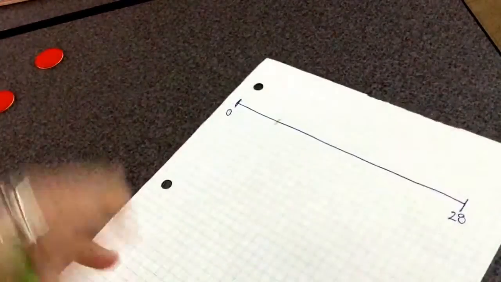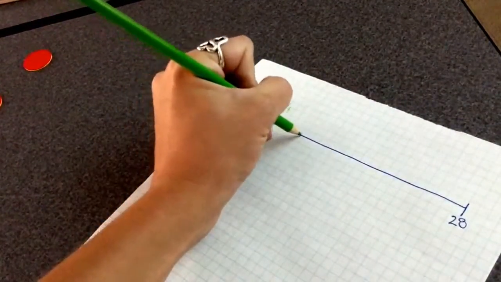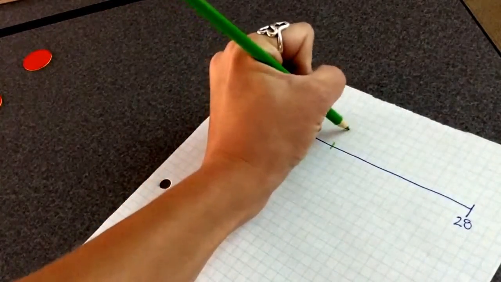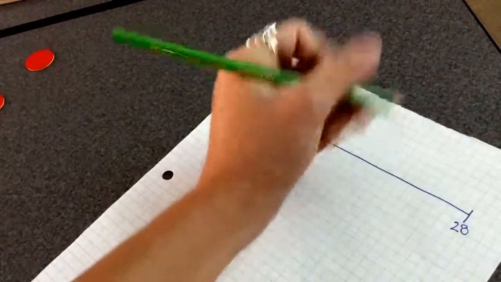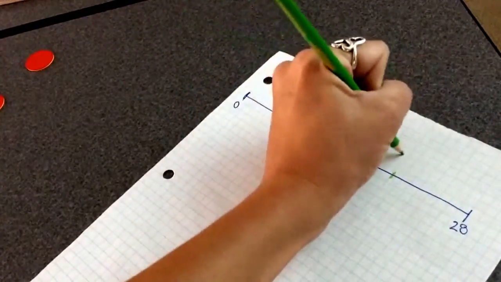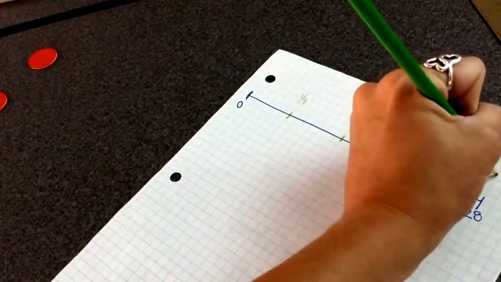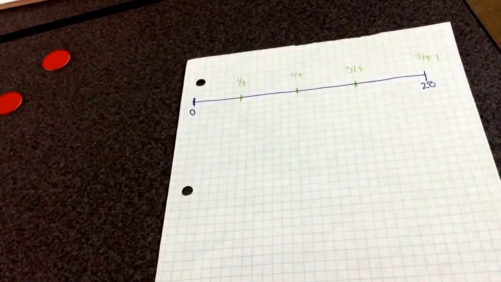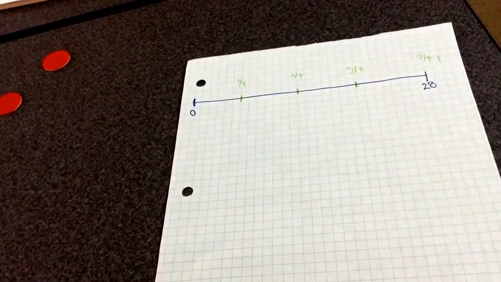And this first line will represent 1/4. The second line will represent 2/4 or 1/2. This third line will represent 3/4, and this last line where 28 is 4/4 or 1, because that is our whole. So now we want to find 3/4 of the Cheetos that she ate.